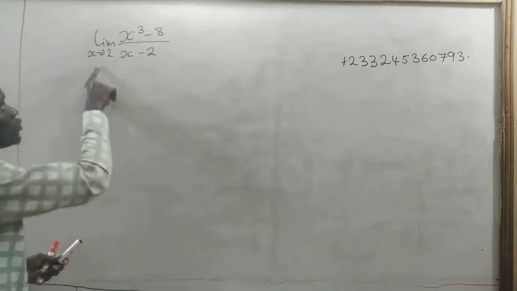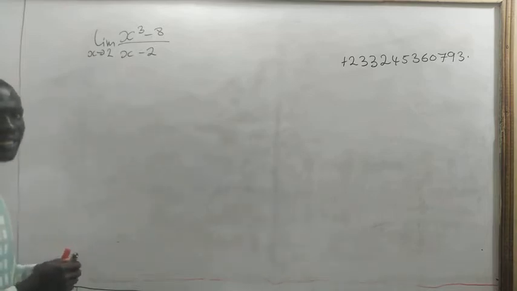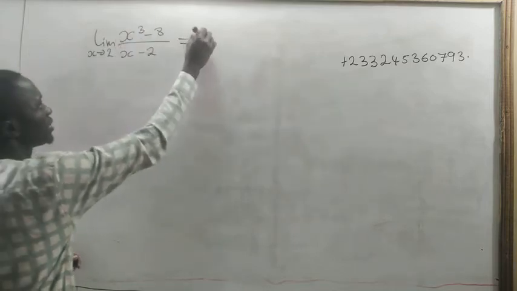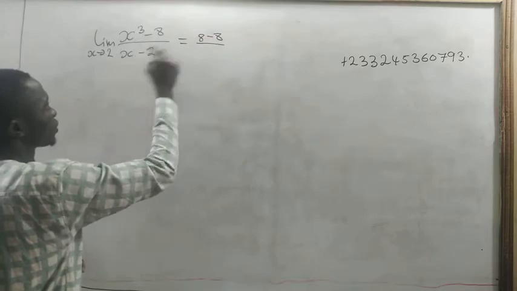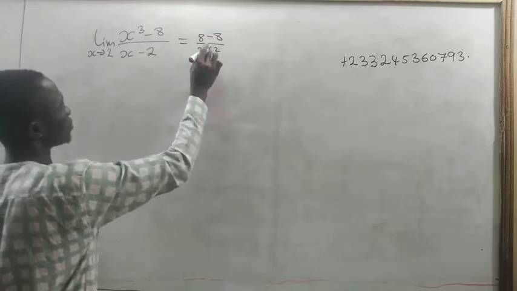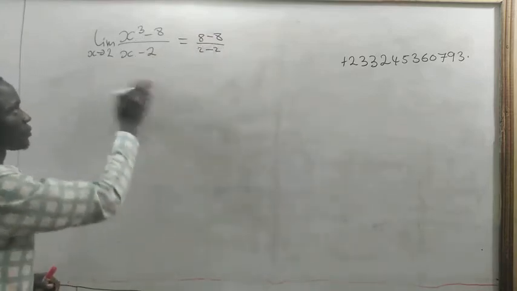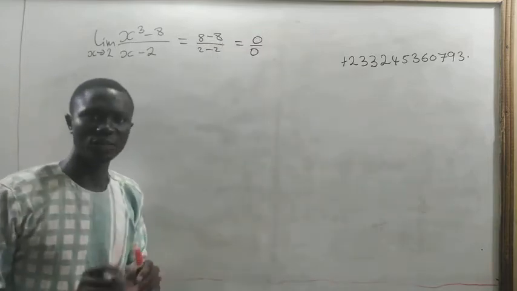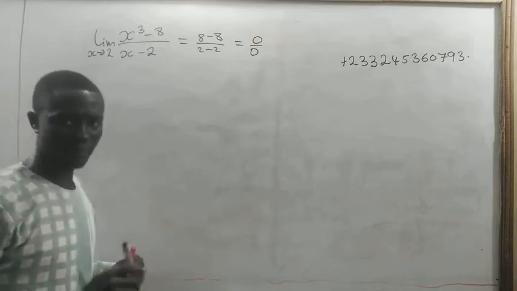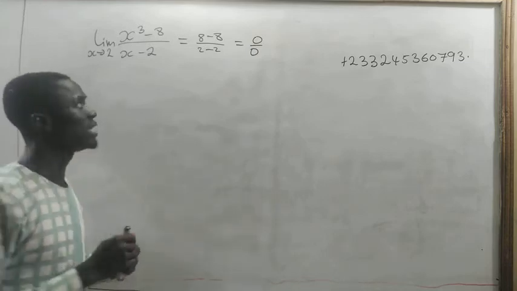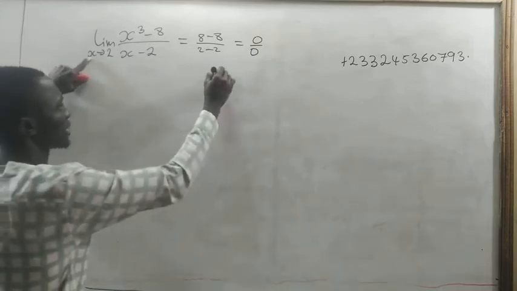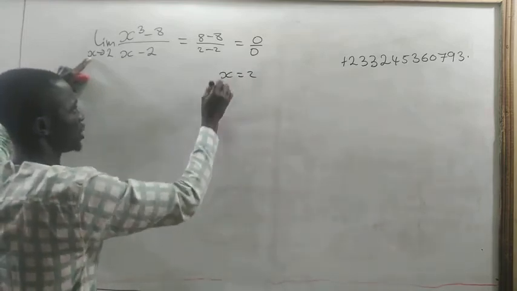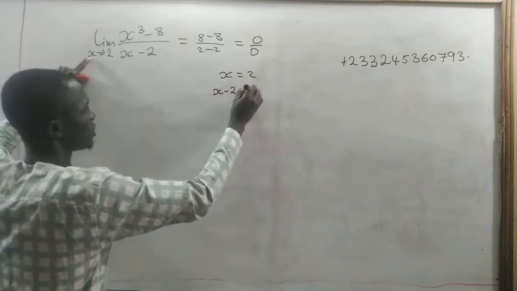Now, we have to do direct substitution and see the results. So upon direct substitution, 2 cubed is 8, over 2 minus 2. Now, we have 0 divided by 0, which is indeterminate. Now, if this happens, then you are lucky. It means that we substituted x equal to 2. So, if we bring this 2 here, we have x minus 2 equal to 0.